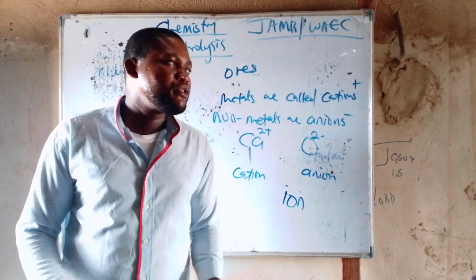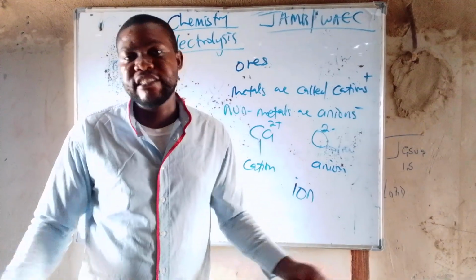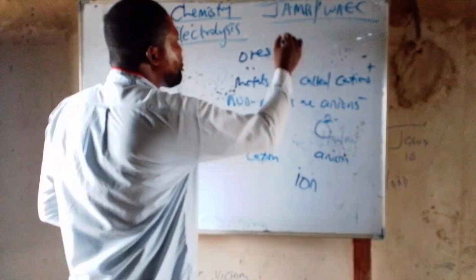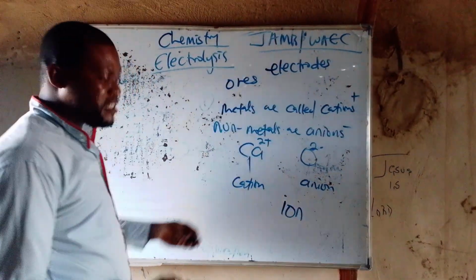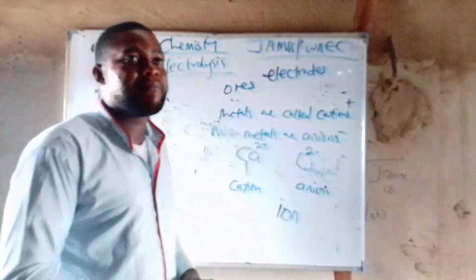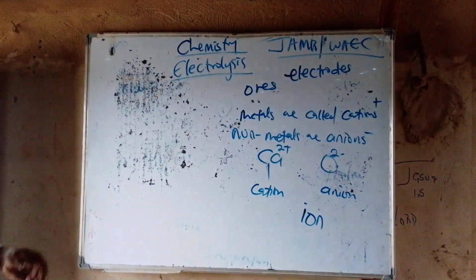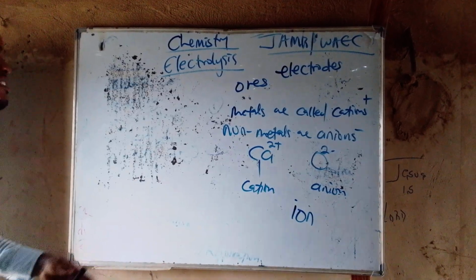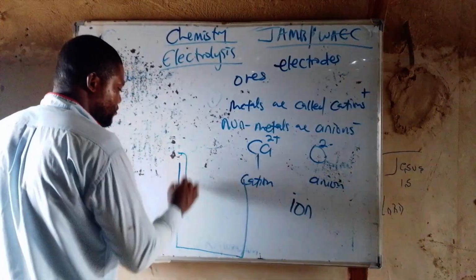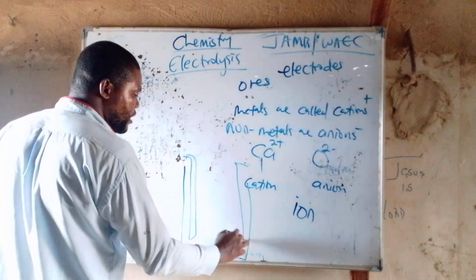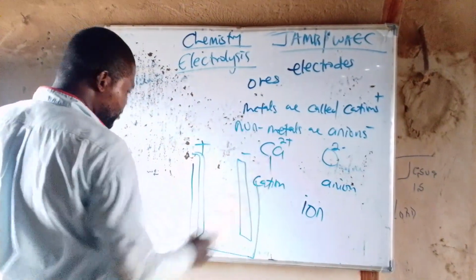Now, what are electrodes? Electrodes are poles through which current enters or leaves the electrolyte. This class is just based on electrolysis, so I'm bringing up terms and things that concern electrolysis. We have two poles, two electrodes. We have plus and we have minus.